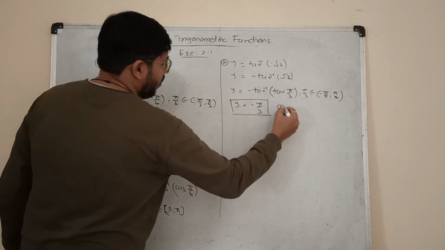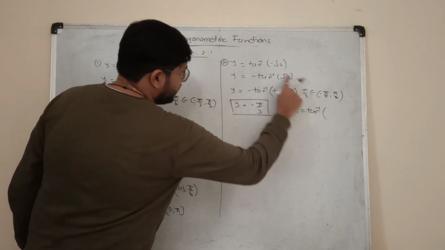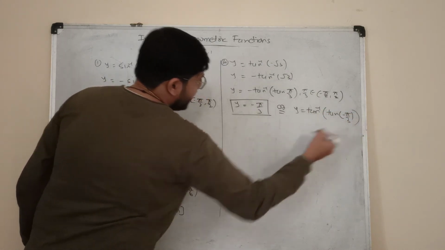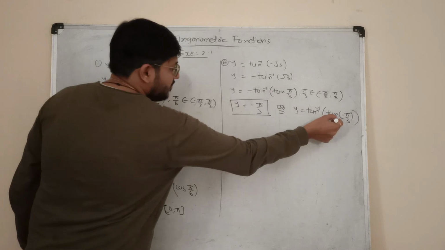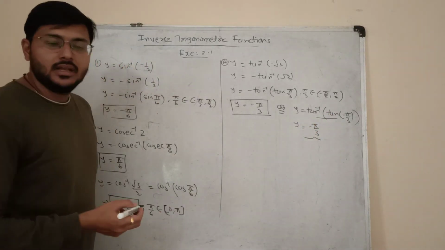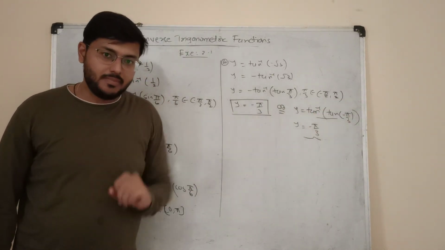Instead of that, if you know the direct value of tan inverse of minus root 3, you can write it like this, that it is equal to tan of minus pi by 3. And now you can remove function and inverse to get the answer directly as minus pi by 3, because minus pi by 3 also belongs to the interval minus pi by 2 to pi by 2.